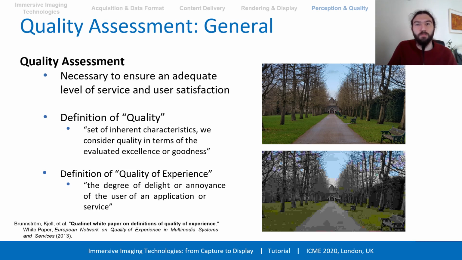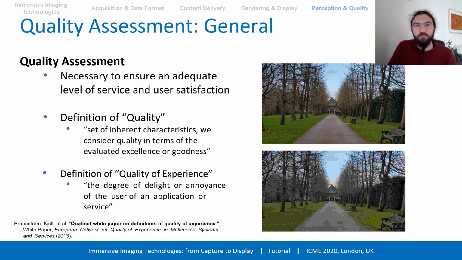The signal and image processing field defines another term, quality of experience, as the degree of delight or annoyance of the user of an application or service. This is a bit more generic term. It is not really focused on visuals, but it is generally defined as the quality of experience of a service. Still, it is an indicative definition.